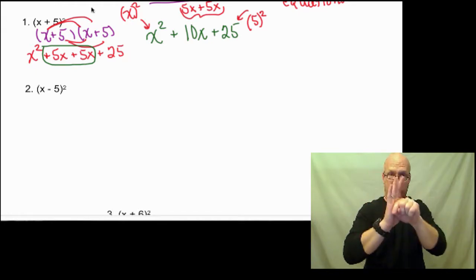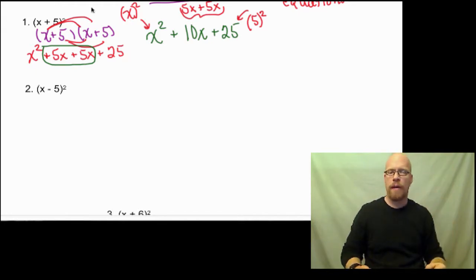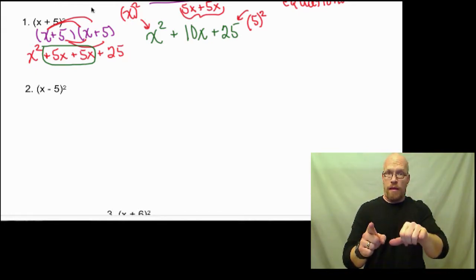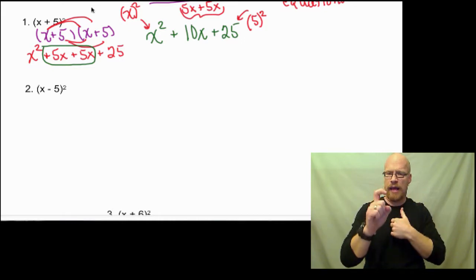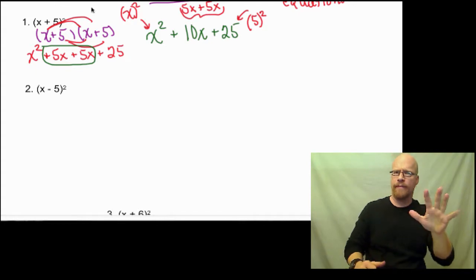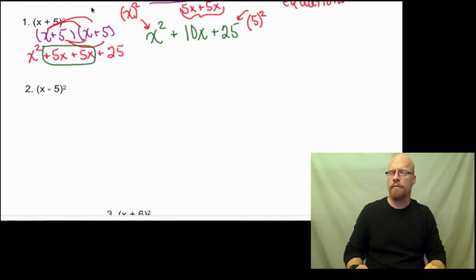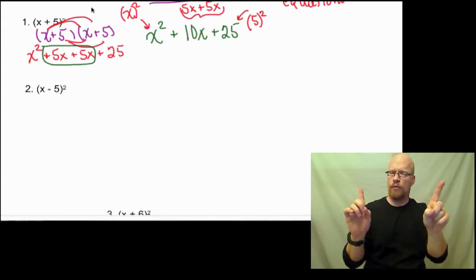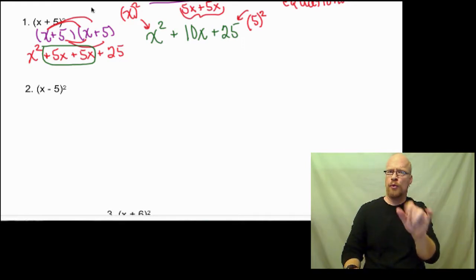x minus 5, the whole thing squared. So we just did x plus 5 squared. Now we have x minus 5. It's going to be different, but at the same time, similar.